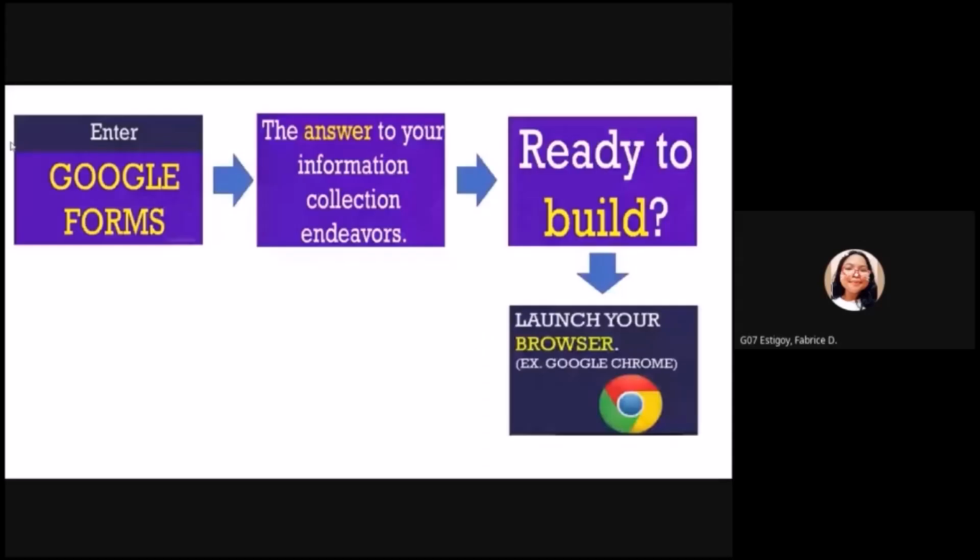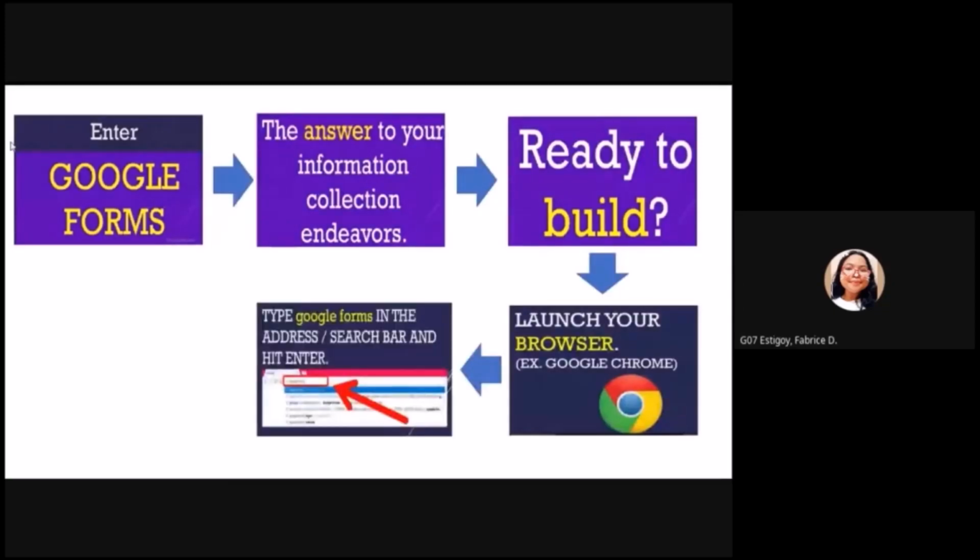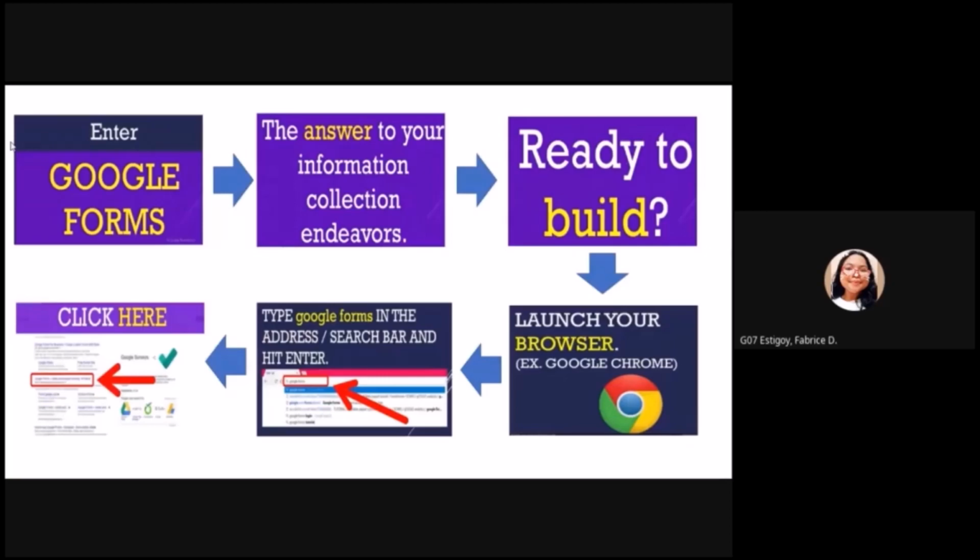Enter Google Forms. Next is to answer to your information collection endeavors. Ask yourself if you're ready to build. Next is to launch your browser, example Google Chrome. Next is to type Google Form in the address or search bar and hit enter. And click here.